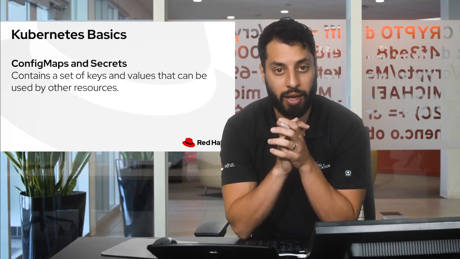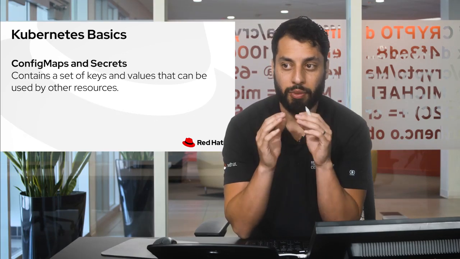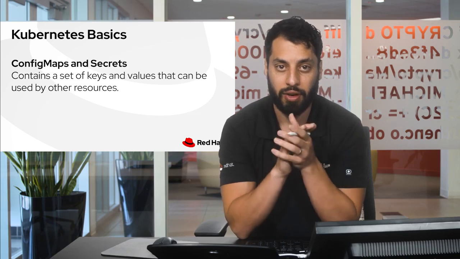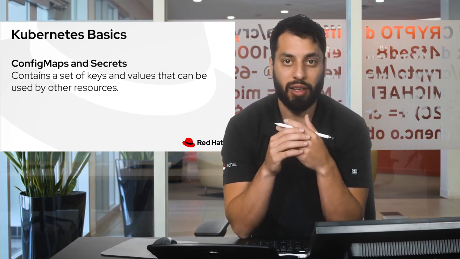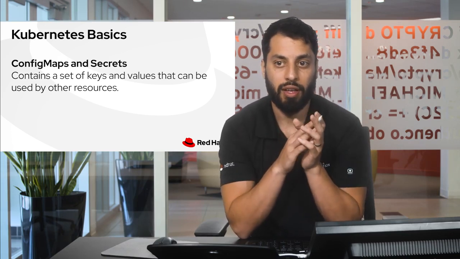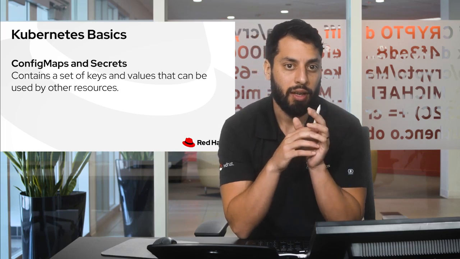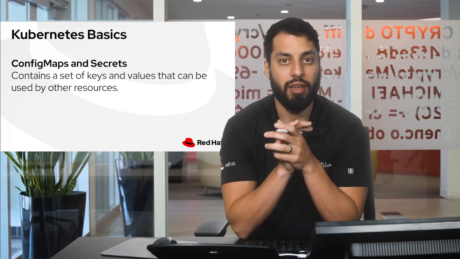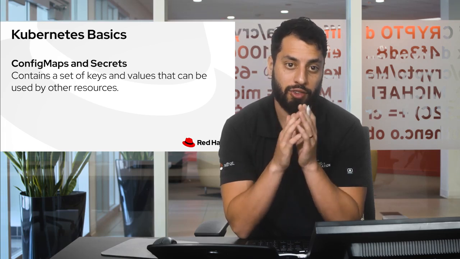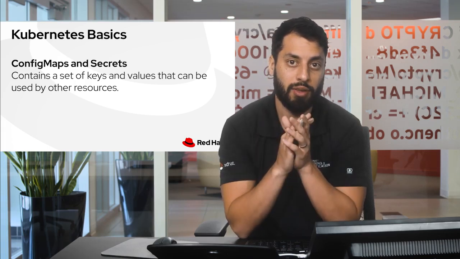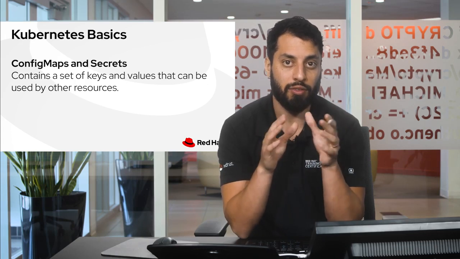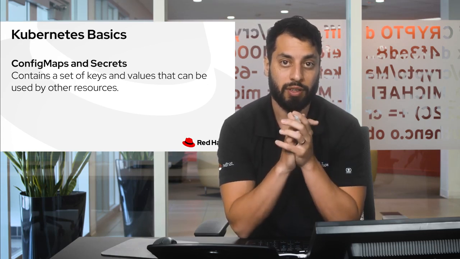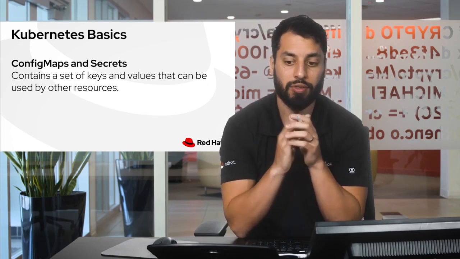Finally, we have config maps and secrets. This is a way for us to centralize our configuration. Config maps we would use for any general configuration, say we have specific configurations that we need for development versus production or staging. Secrets are just like config maps, except they're encrypted, so they're meant to be used for information that's more sensitive, such as passwords and credentials.